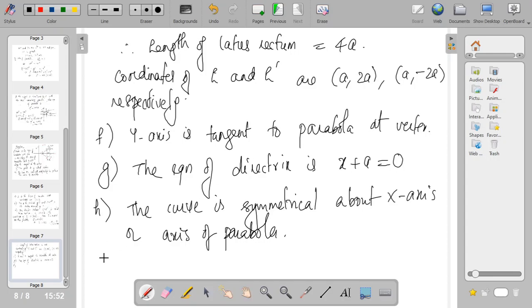And the next property is, so the curve lies on the positive direction of the x-axis. So when we take the parabola y square equal to 4ax, the curve lies on the positive direction of the x-axis.